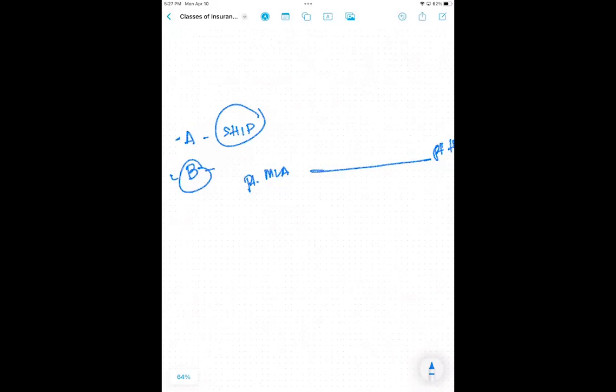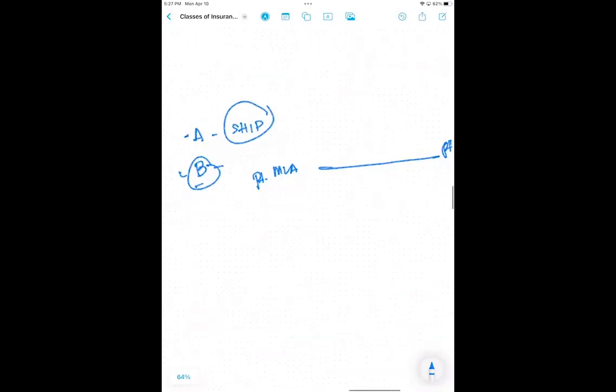Then B is the charterer, charter party. Now, why is this an exception? It is an exception because let's say, for example, there is an agreement. Again, let's use this amount. The ship is worth 20 million. And based on the charter agreement between A and B, in case of the loss of the ship, B is liable to pay A, let's say, 15 million.